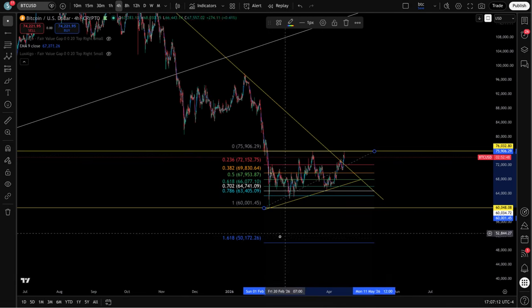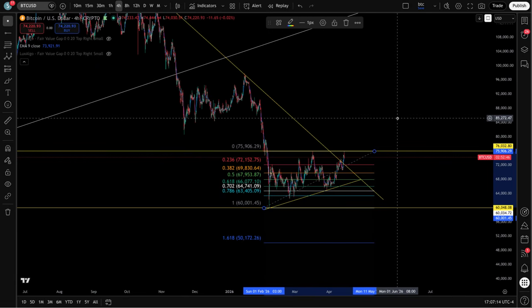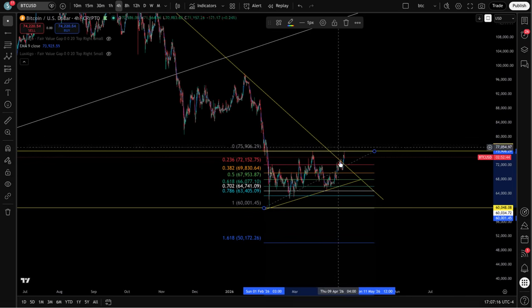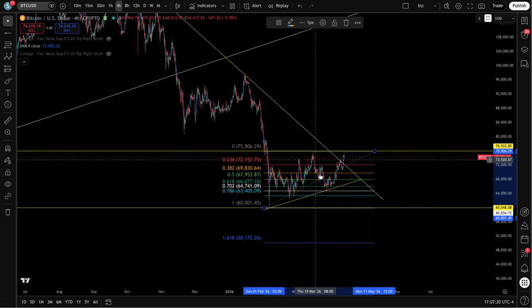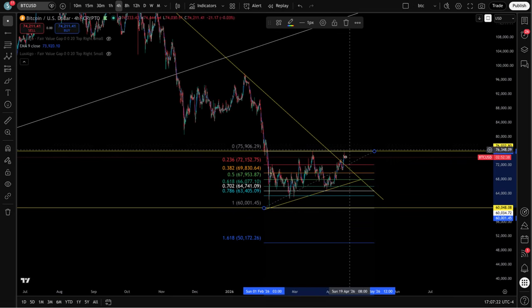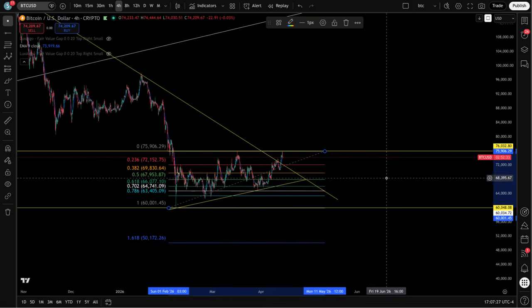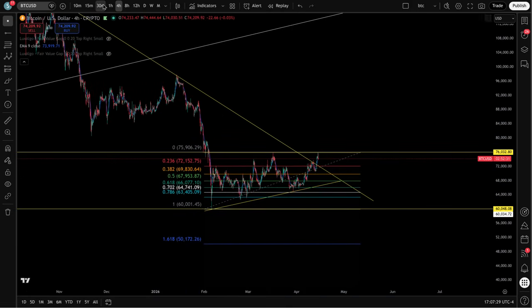Yeah, 50,000, 172, right around there. We'll see what happens, right? We ended up pushing up here, pulling back to a 618 and bouncing. That 76 is a major area to take out here, okay?